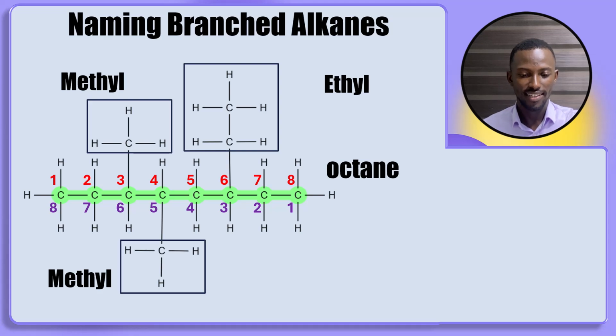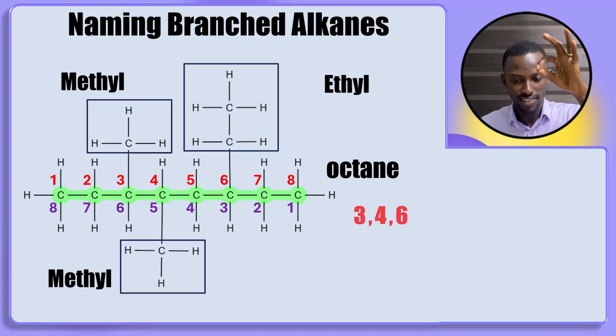Now let's check by considering the red. The first methyl, the top methyl, is found on carbon number 3. The lower methyl is found on carbon number 4, and the ethyl on carbon number 6. Did you see that? That's for the red numbering. Disregard the purple. The red, we have 3, 4, 6.